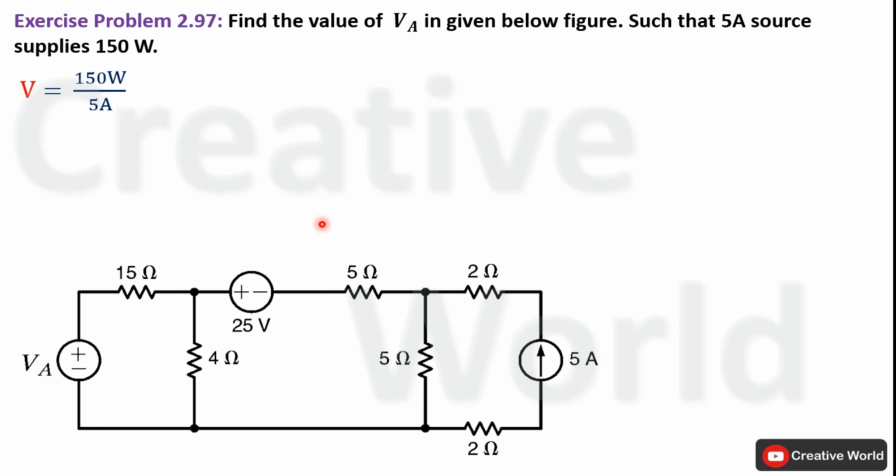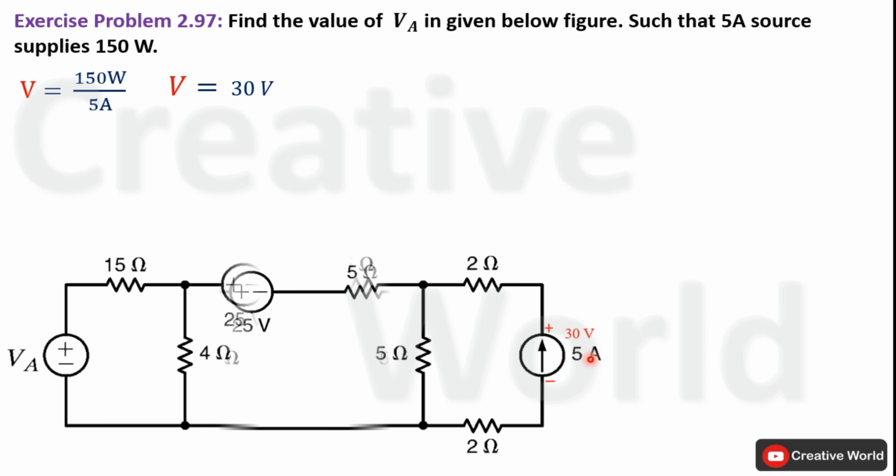So using this equation, voltage will be equal to power divided by current: 150 watt divided by 5 ampere. It will become 30 volt. 30 volt will be appearing across this current source, and the polarity of voltage will be positive terminal here and negative terminal here. In order to supply power through this 5 ampere current source, the current should leave from the positive terminal. Modify the circuit by indicating voltage across this constant current source.